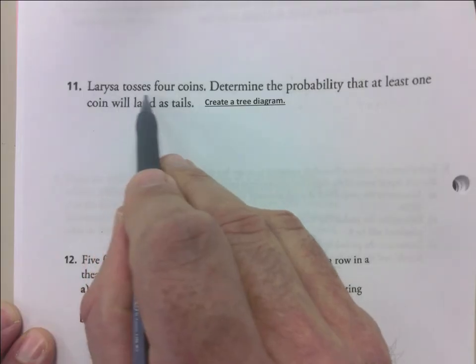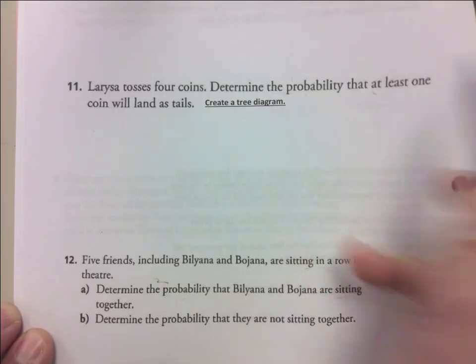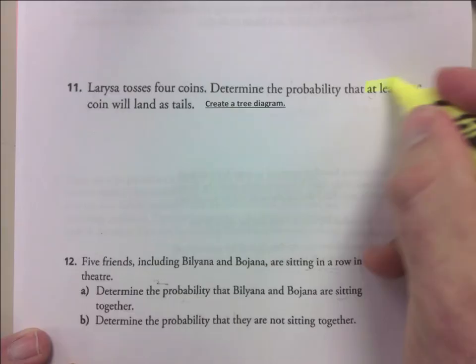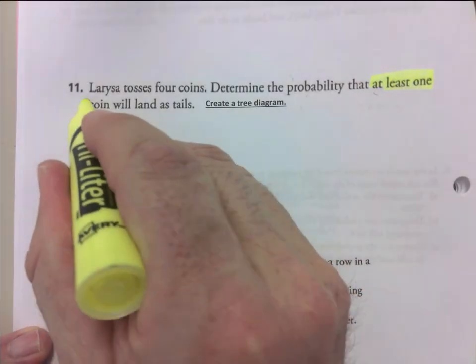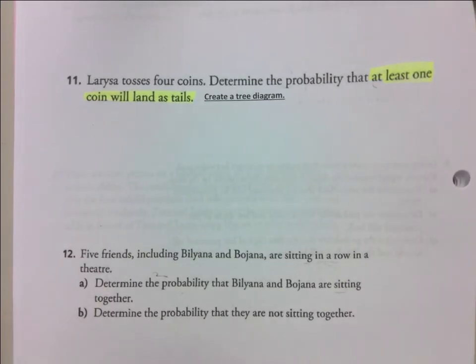It says, Larissa tosses 4 coins. Determine the probability of at least one. Does that ring a bell, the at least one? Remember I asked you to do total minus? At least one coin will land on tails. I was able to fit the tree diagram on there, so I think you should be too.